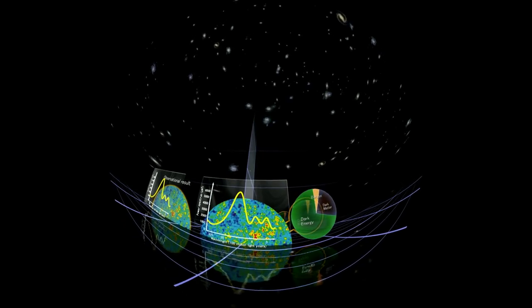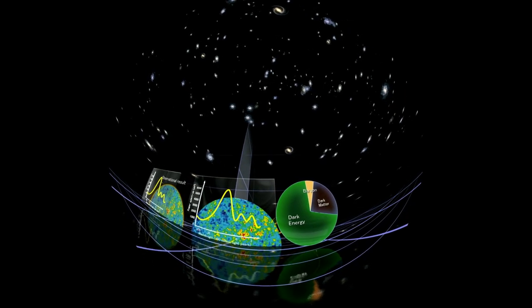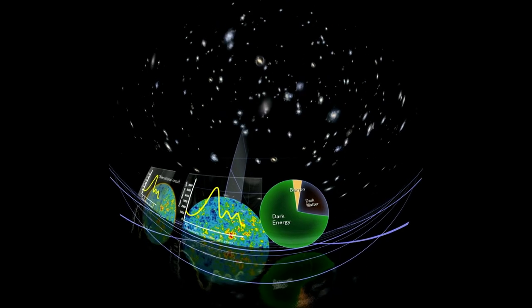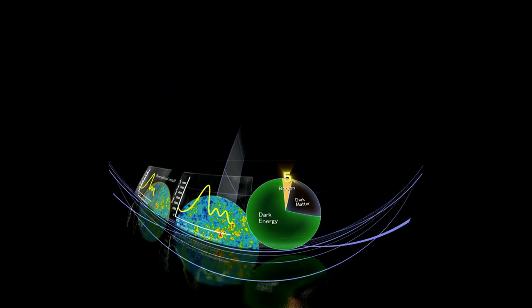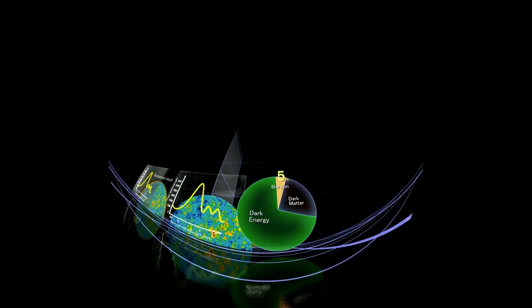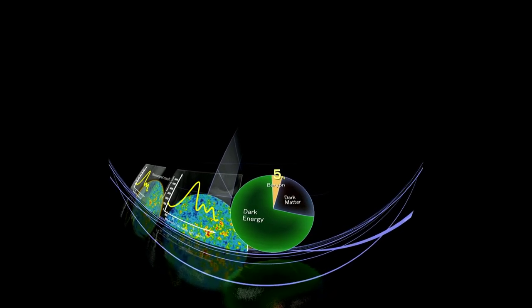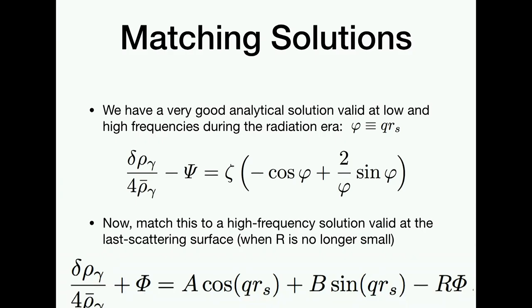Incredible! The visible part of the universe, like stars and galaxies, makes up only 5%. The universe is dominated by invisible components. Yeah, that was pretty surprising, right? It was.